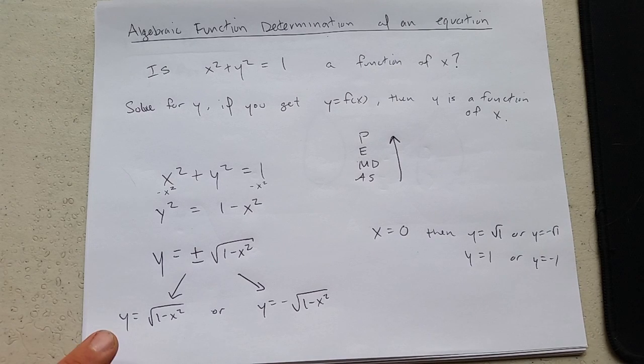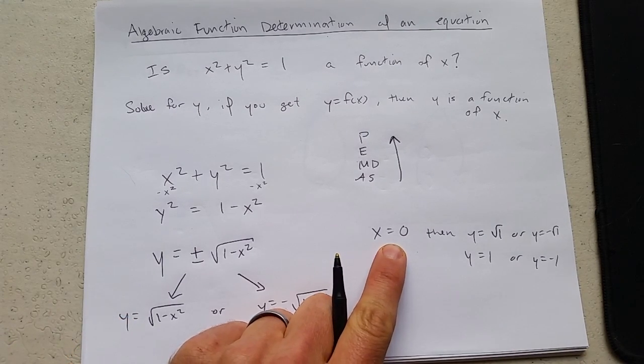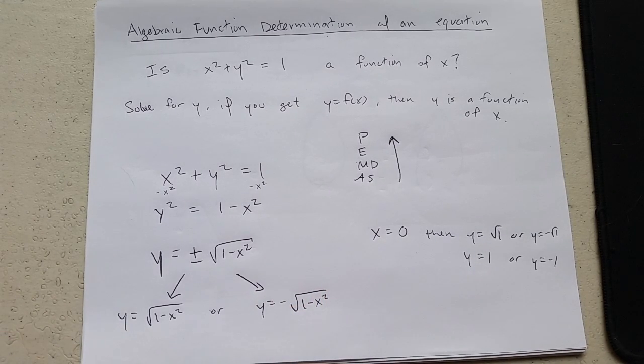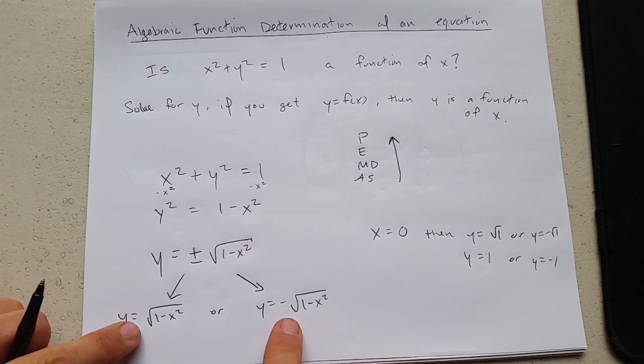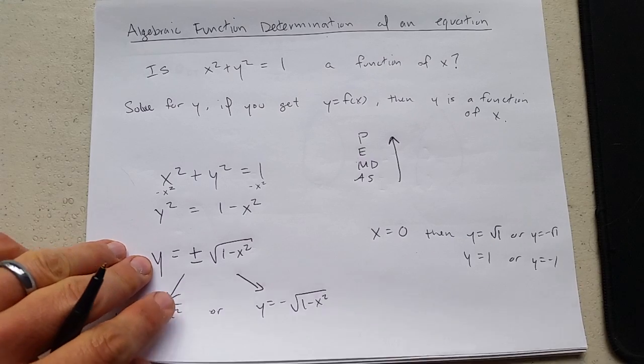So right here, because we could not solve for y, what that means is there'll be some x values, and it only takes one x value that has two different y values. So we couldn't solve all the way for y. We got a plus or a minus. Because of that, we're not a function.